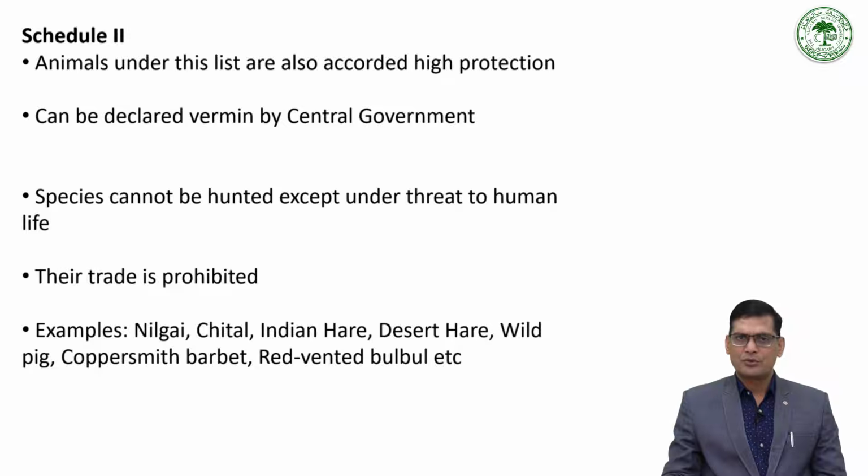Schedule 2. Schedule 2 species have a good population and are not rare in occurrence. They are also accorded high protection, but can be declared vermin by the central government in special circumstances. Species mentioned in this schedule are prohibited to be hunted throughout India except under threat to human life or to human property. In addition to this, trade of these animals is prohibited totally. Some species under this schedule are nilgai, cheetal, Indian hare, desert hare, wild pig, coppersmith barbet, red-vented bulbul, etc.